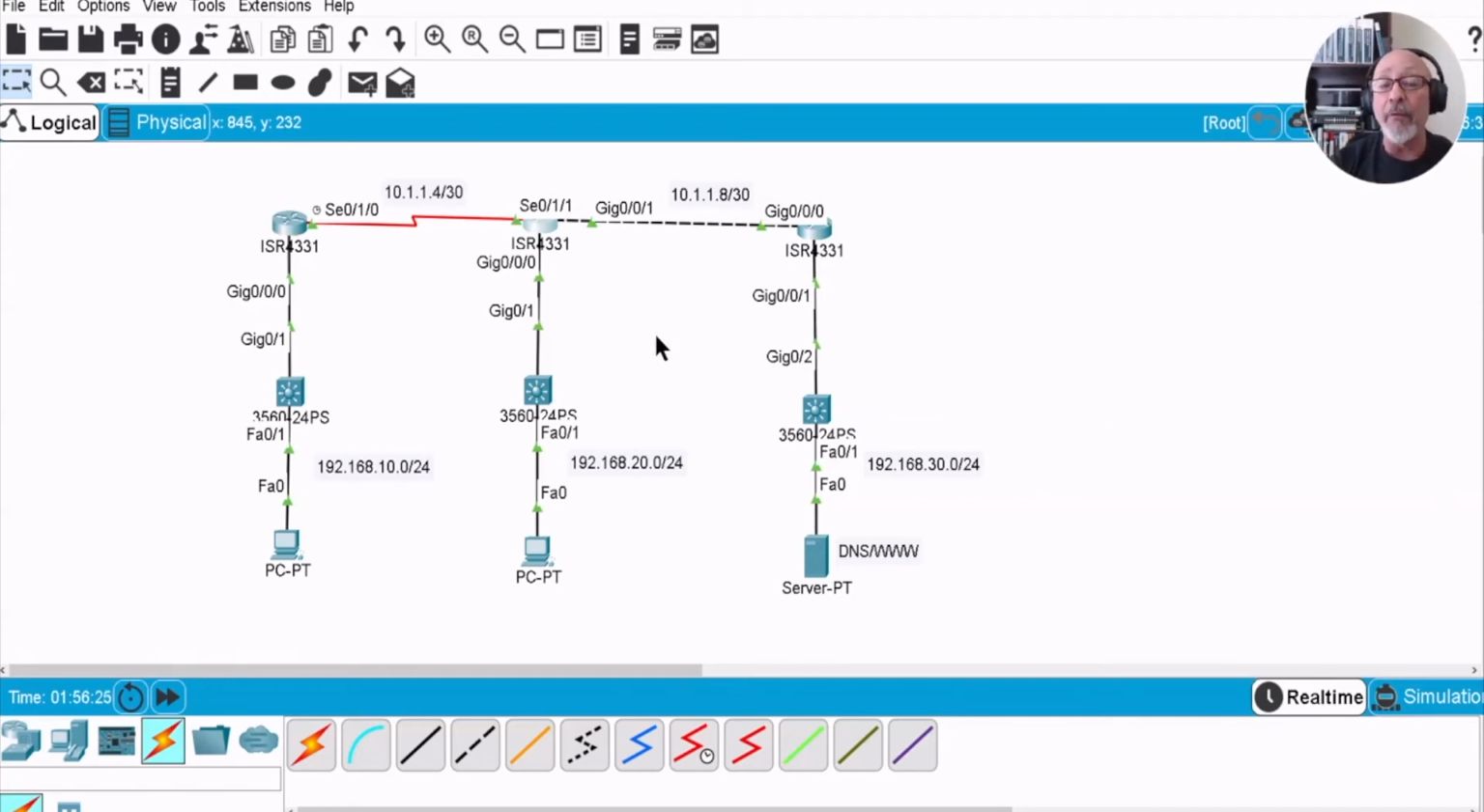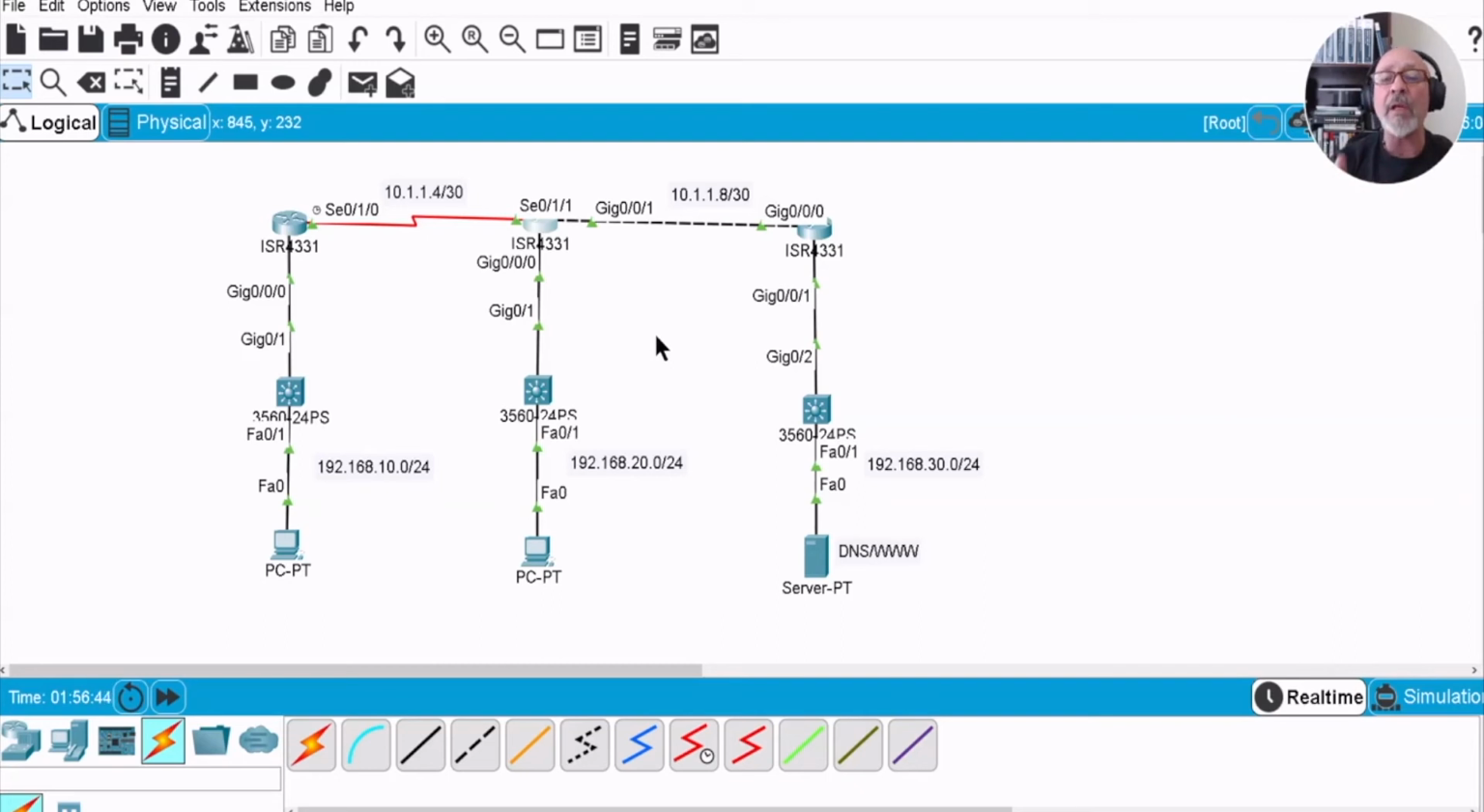But there will be a particular type of static route. We're going to do a floating static route because when we configure a dynamic routing protocol, the administrative distance for the static route will be higher and the routing protocol will be lower. Therefore, the routing protocol will take over the routing table. All right, so that is what we're going to do.